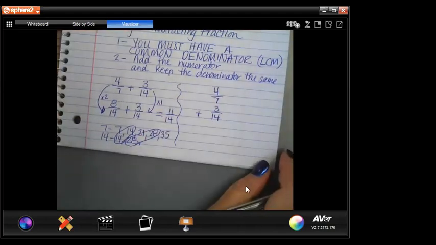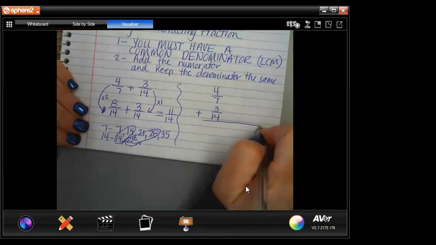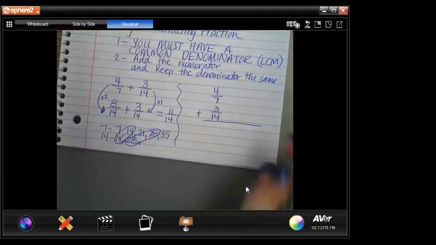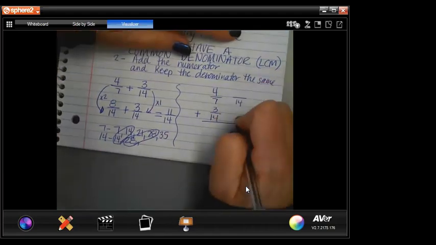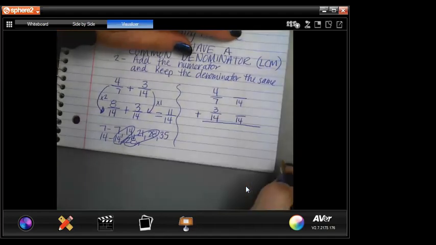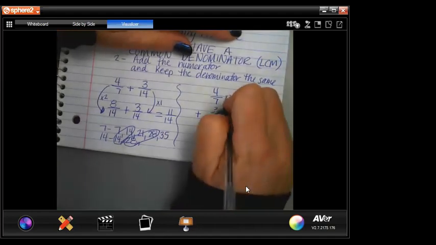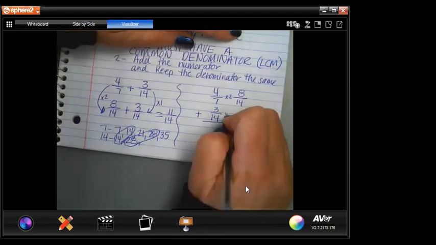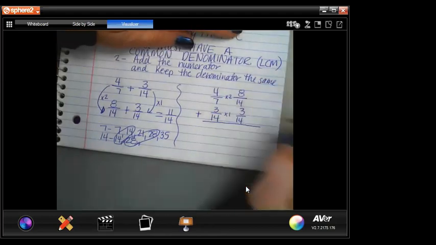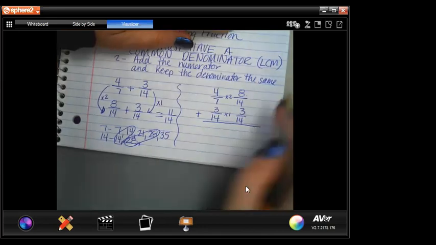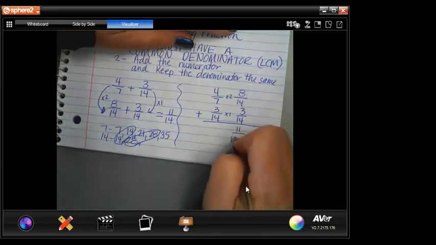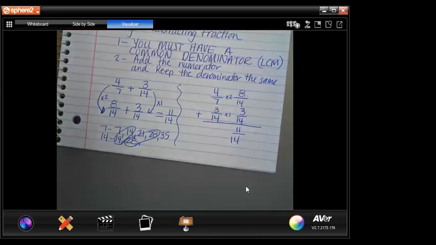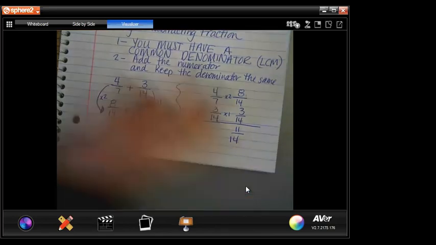11/14. Now, like I said, I personally like to do it this way, which is the same. So 14 is still my common denominator. 7 times 2 is 14, so 4 times 2 is 8. This is times 1, so nothing changes. So add my numerators, and I still get 11/14. Okay? All right?